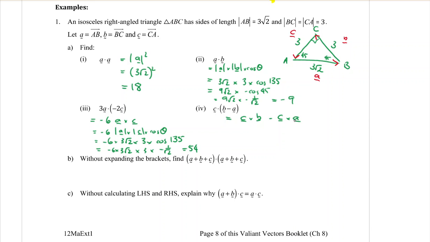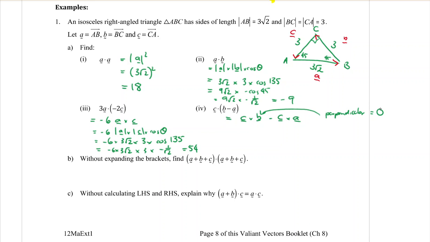Vector B times vector C. Looking at that diagram, what angle are they making? They're making a 90-degree angle. They're perpendicular, which means that would just be equal to 0. So the vector b times c, because we already know that those are perpendicular, is going to be equal to 0.